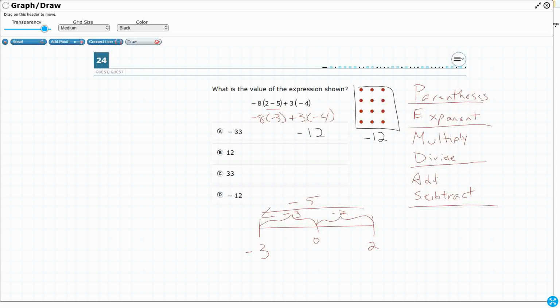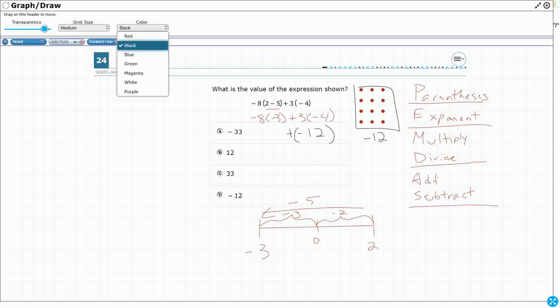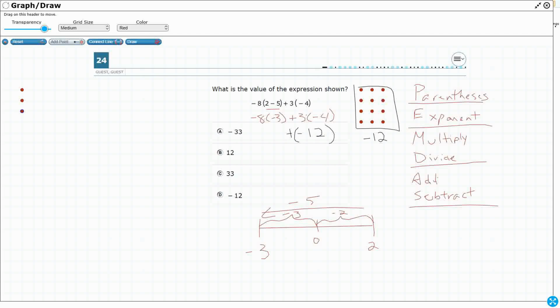The other one is a little bit more difficult, and I'm going to put parentheses around that. I'm not multiplying by anything, but I just want to separate the addition and subtraction. I need 8 groups of negative 3, and then I need to take away 8 groups of negative 3. That's going to be a little more challenging, so I'm going to introduce zero pairs here. 1, 2, 3, 4, 5, 6, 7, 8. All right, there's my 8 groups of negative 3.